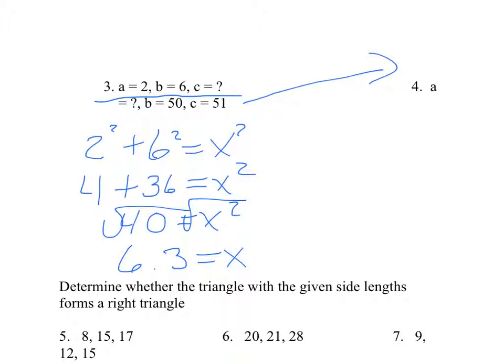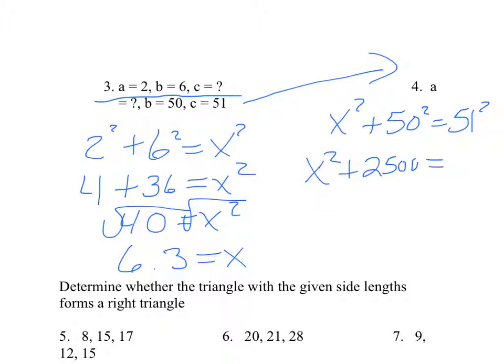Same thing for problem 4, except this time we're looking for a. So x squared plus 50 squared equals 51 squared. So x squared plus 2500 equals 2601. Subtract 2500 or add negative 2500 to each side.